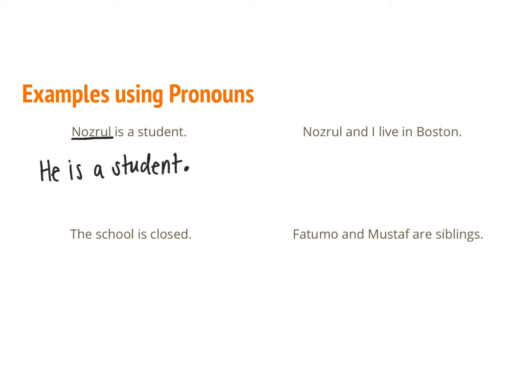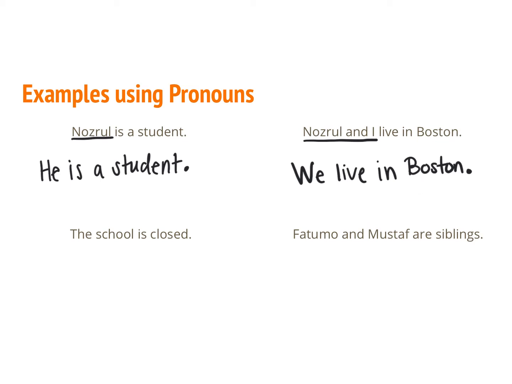Now, based on the chart, I know that when a group includes me, when I am a part of the group, I need to use the pronoun we because it includes both Nazrul and I. We live in Boston. And I made sure that I have a capital letter at the beginning of my sentence, a period at the end, and this is a proper noun, so Boston gets a capital B.